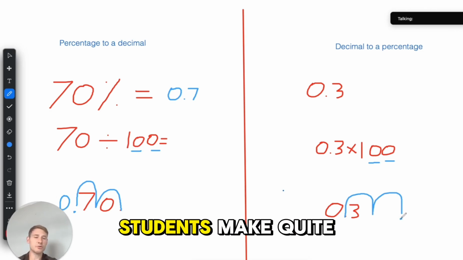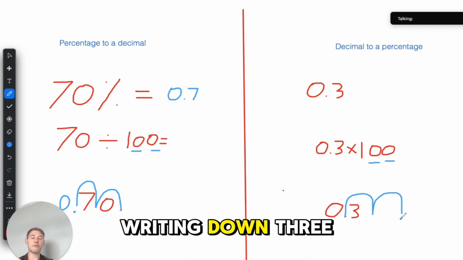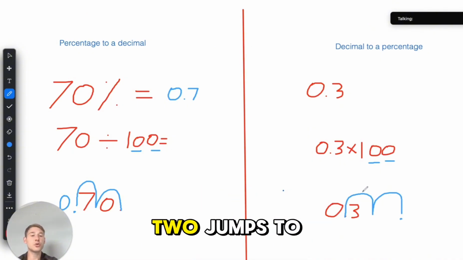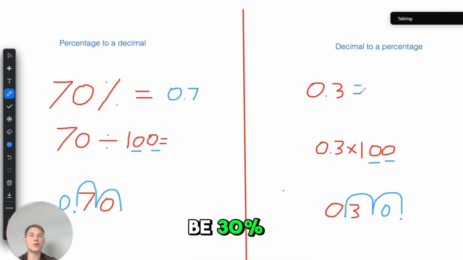A common mistake students make quite often is just writing down 3. When you move the decimal place 2 jumps to the right, you need to make sure that you fill in the gap here. So 0.3 would be 30%.